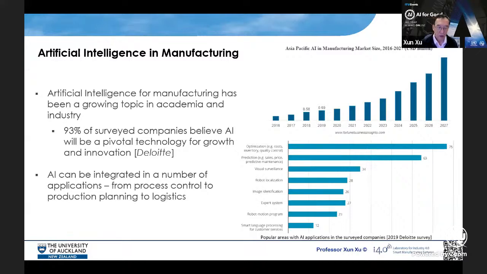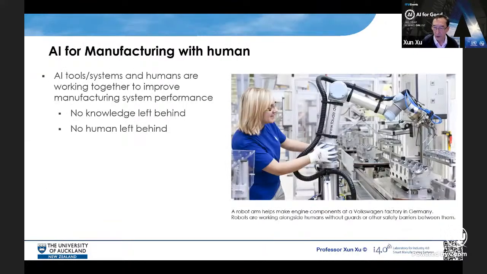And clearly, we still remember that factories will have people. We still know that factories will have people. This is an example of human robot working in the same environments. No guards, no safety gears there, and so this is something that industry is doing at the moment. This is a scenario in a Volkswagen factory in Germany. So really, this is trying to create environments where manufacturing systems have human beings in there. So this is an effort to make sure that no knowledge is left behind.